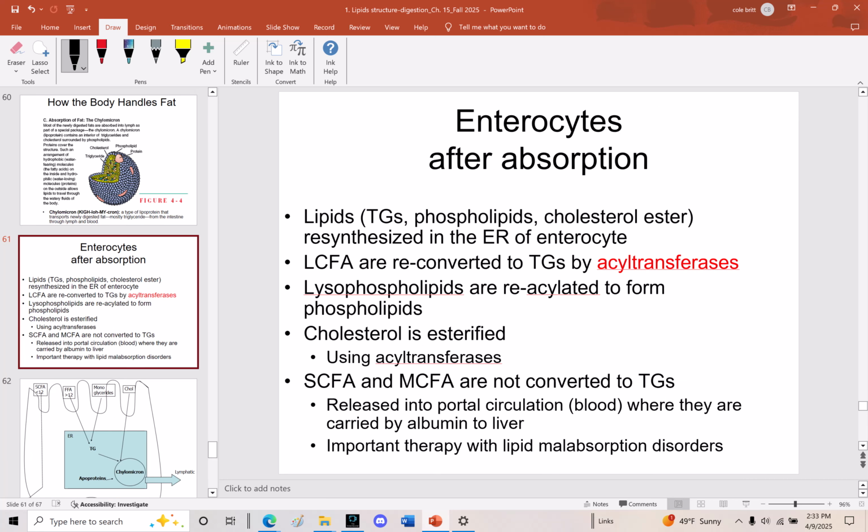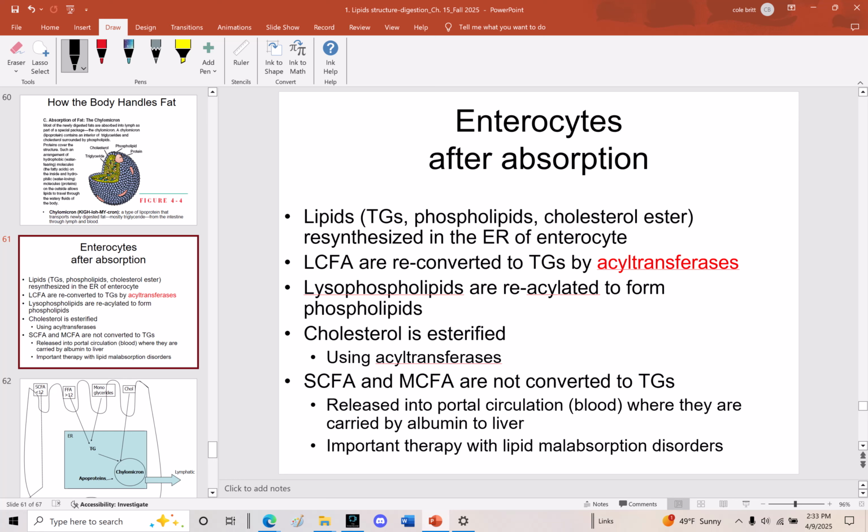Okay, so your body worked really hard to break down triglycerides, cholesterol esters, and phospholipids. Guess what happens when you get them into the enterocyte? You just rebuild the lipids. So inside the enterocyte, the intestinal cell, as soon as it's absorbed, you're actually going to remake triglycerides, phospholipids, and the cholesterol esters. You're going to resynthesize them. And that's going to be in the endoplasmic reticulum of the enterocyte.